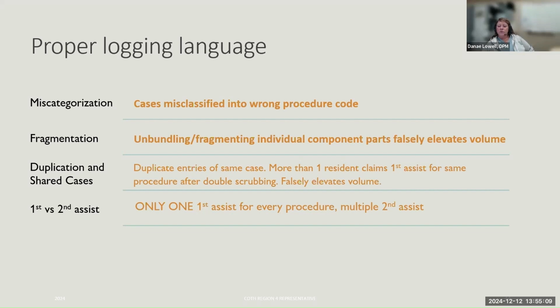If a case is logged in the wrong category, such as an ACHIN, which is a Category 1, into a Category 2 instead for first ray, that is called miscategorization.